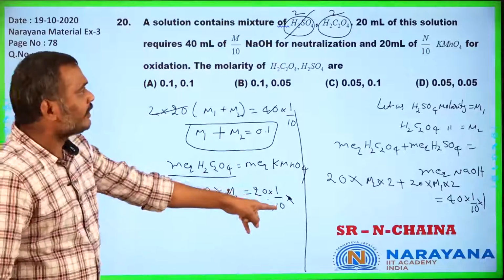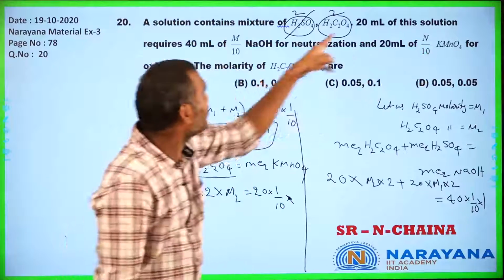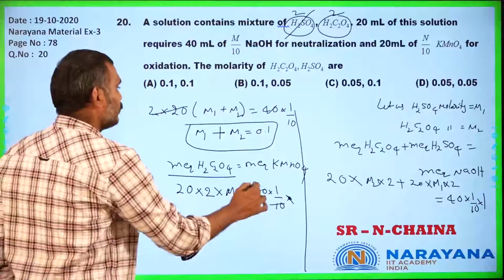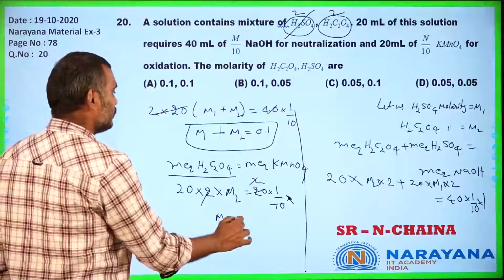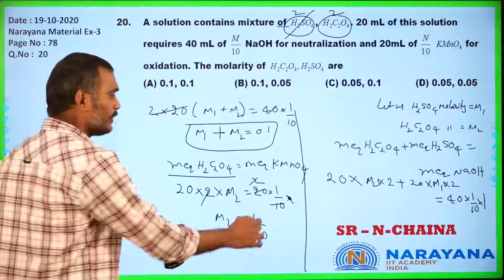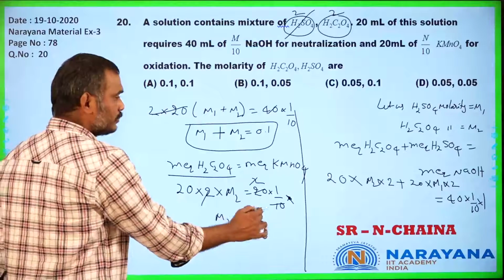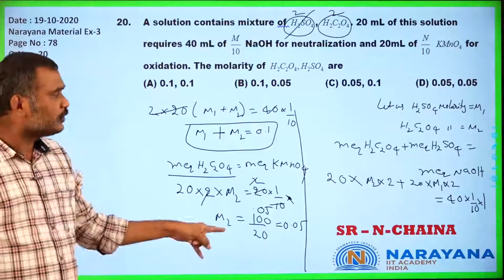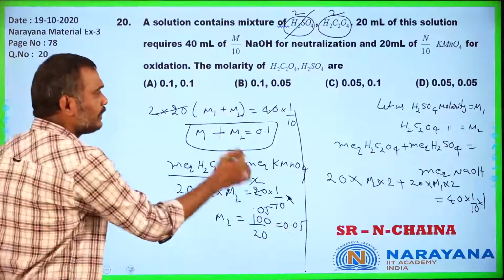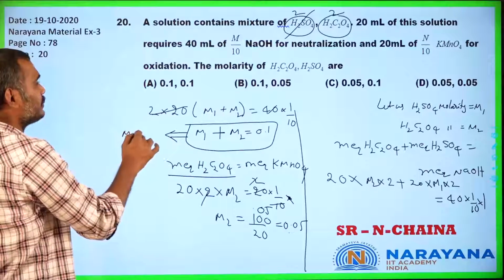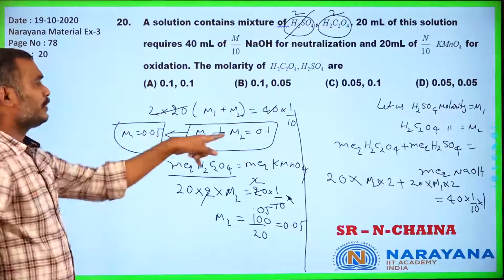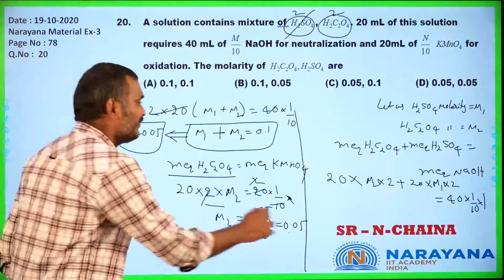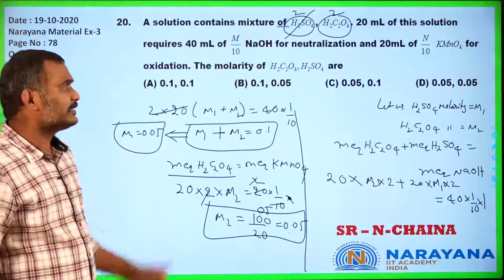They have given normality, but they have given molarity, that's why we have multiplied with 1 here. Now the 2s cancel, then M2 is equal to 1 by 20, that is 0.05. If M2 is 0.05, automatically from this one M1 is also 0.05. Why? 0.1 minus 0.05 is equal to 0.05. Therefore, M2 is 0.05 and M1 is also 0.05.